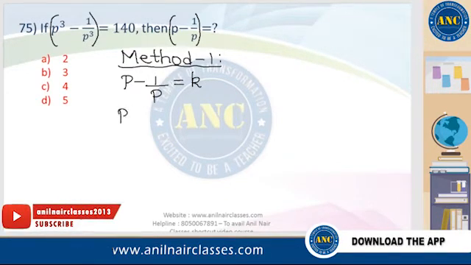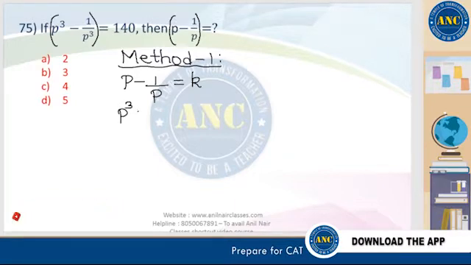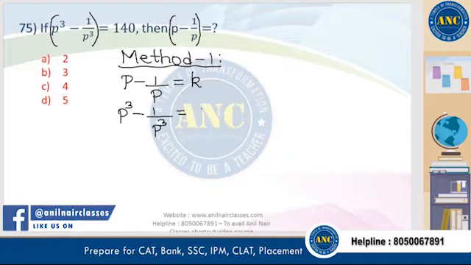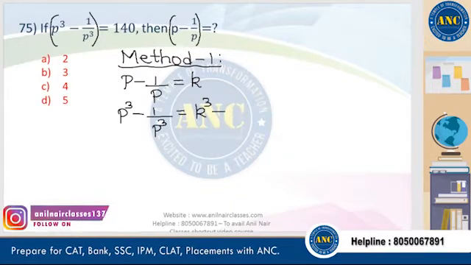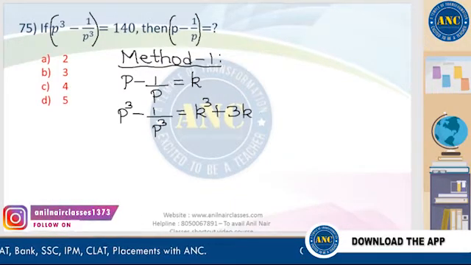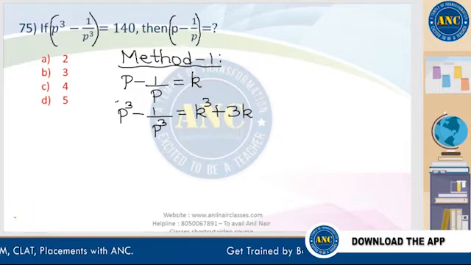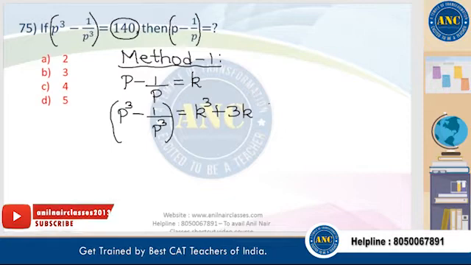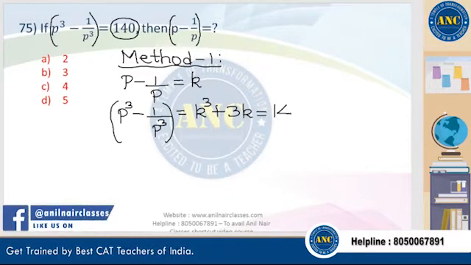Now we know that if p minus 1 by p is k, then p cube minus 1 by p cube is nothing but k cube plus 3k, right? But p cube minus 1 by p cube is given in the question as 140.